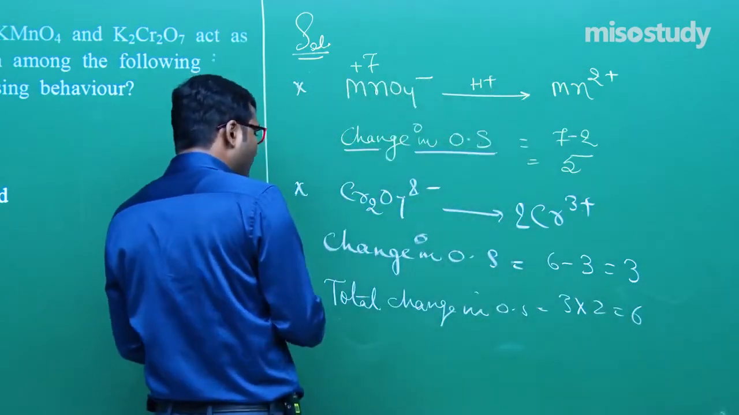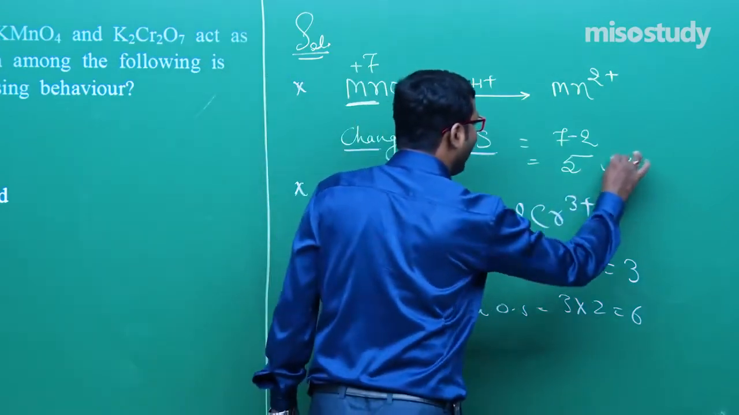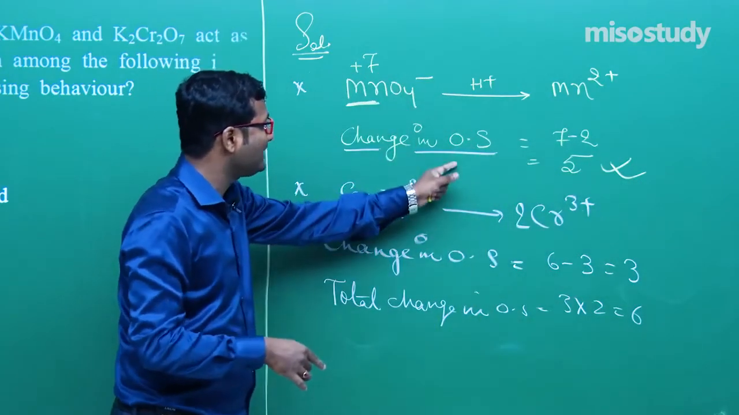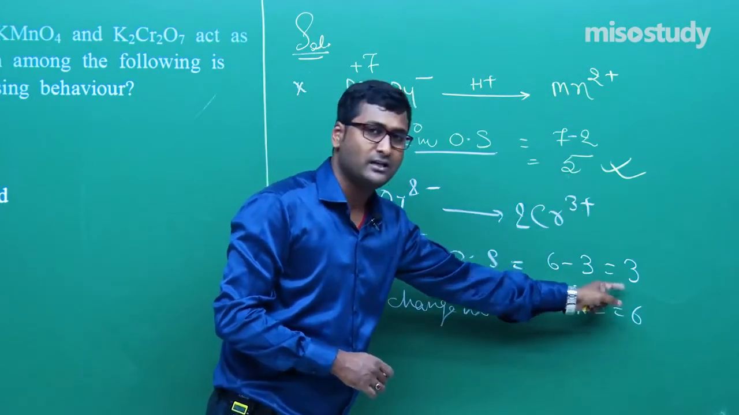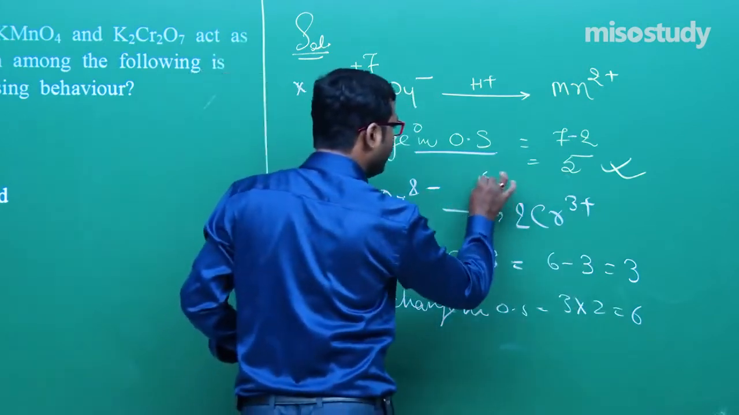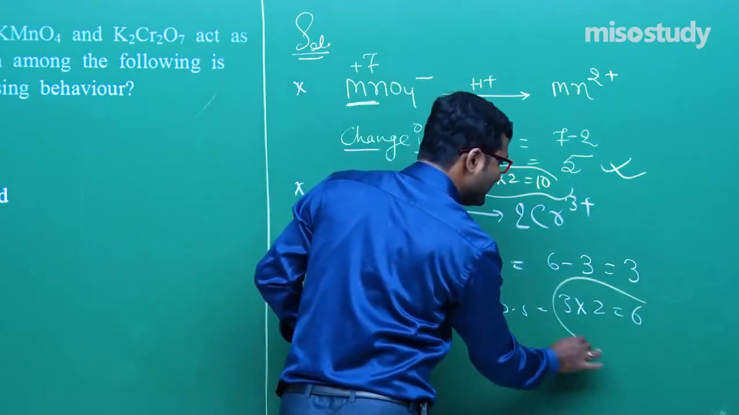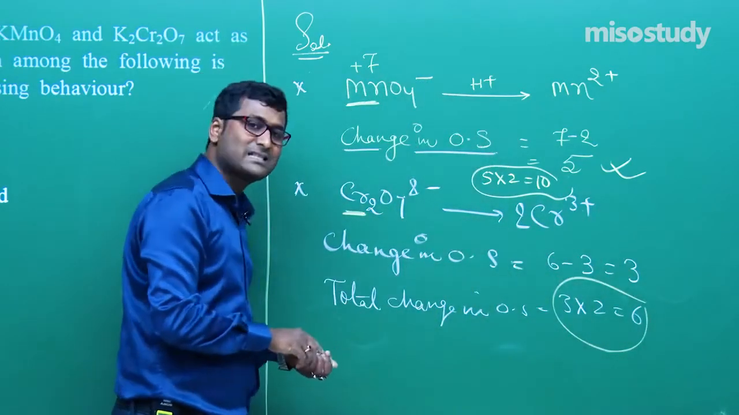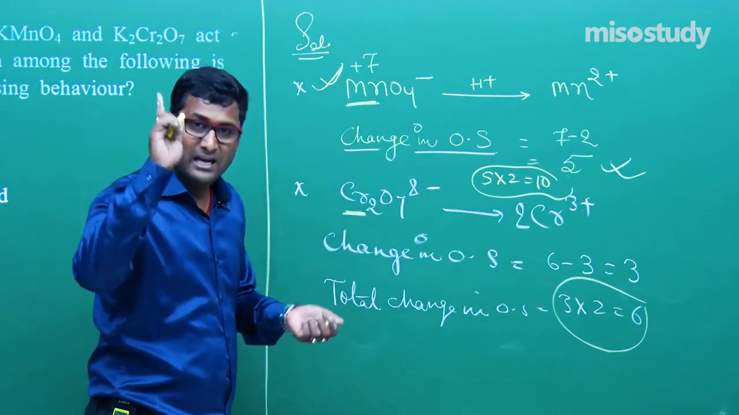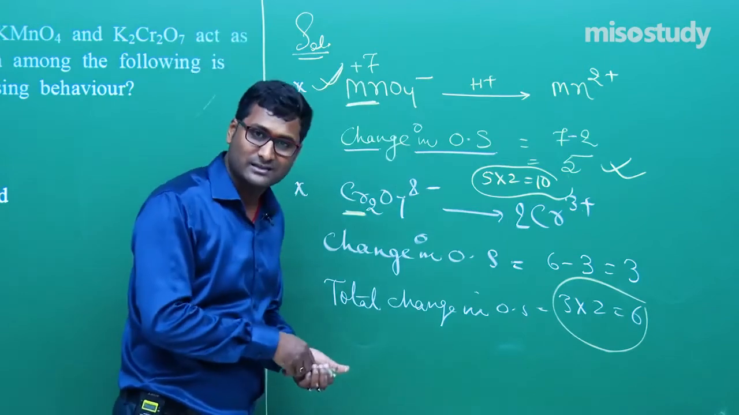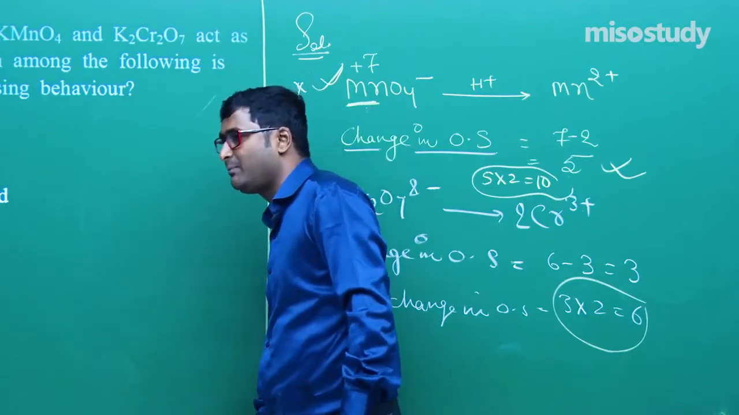If I consider one molecule of Mn and one molecule of Cr, we find that the change in oxidation state in case of KMnO4 is maximum: 5, against only 3. If I compare the total, taking 2 molecules, it is 5 into 2, which is 10, and here only 6. So the maximum change in oxidation state is in case of MnO4 minus. If there is a maximum change in oxidation state, we say it has more oxidizing behavior.